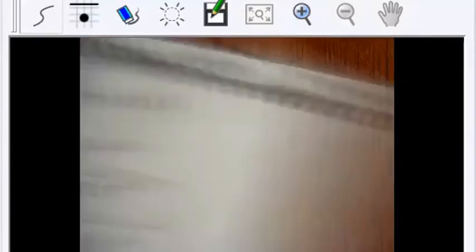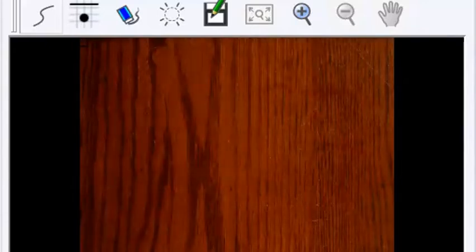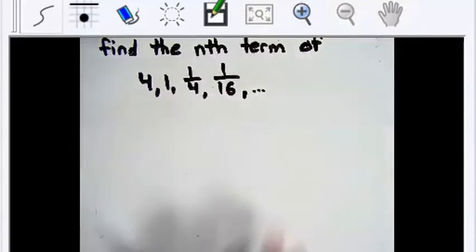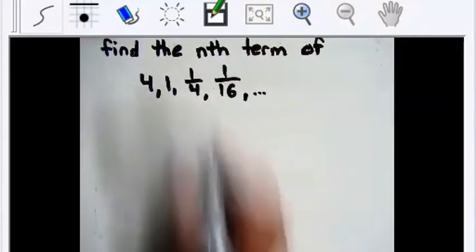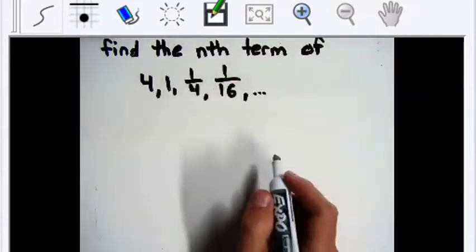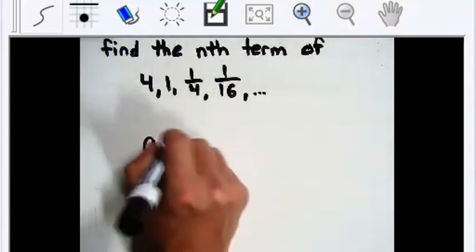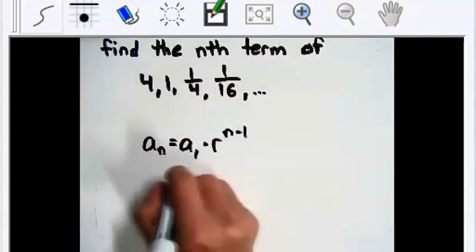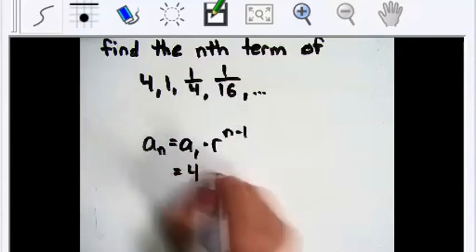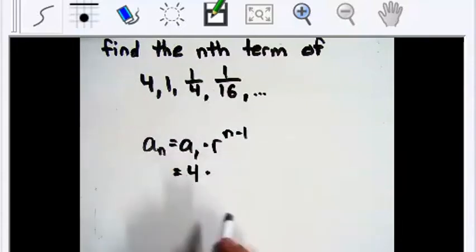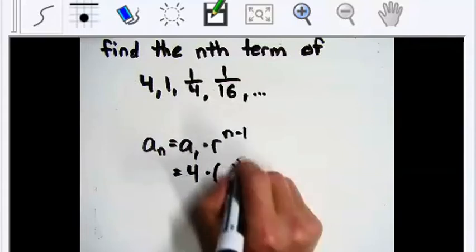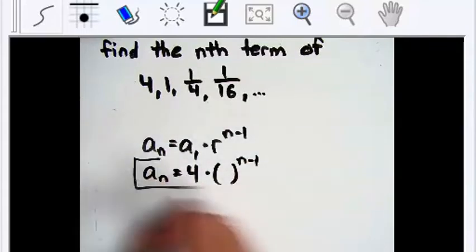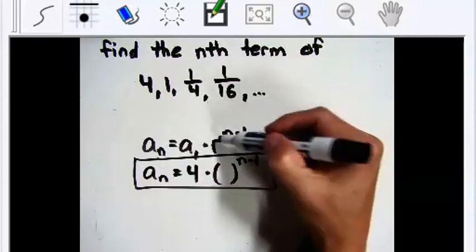Okay, and then one more. Very similar to what we just did, but in this case, I don't give you the r value. So I'm still looking for the nth term. Let's start with a sub 1 times r to the n minus 1. This is going to be 4, the first term, right? a sub 1. My r value, I don't know yet. And then n minus 1. So there is my answer. The only thing I need is my r value.